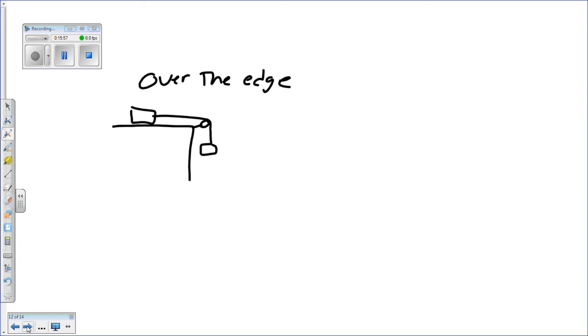Over the edge problems, you've got a hanging mass. I'll call it object B just for kicks. It could be anything you want to call it. It could be an unpronounceable symbol.